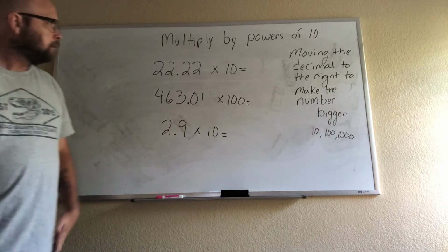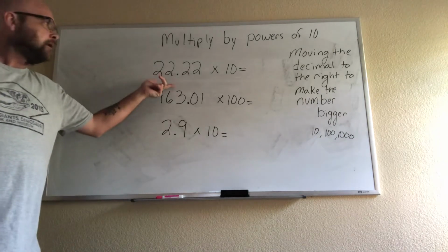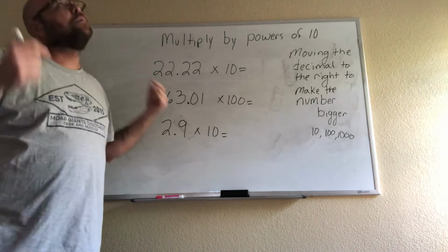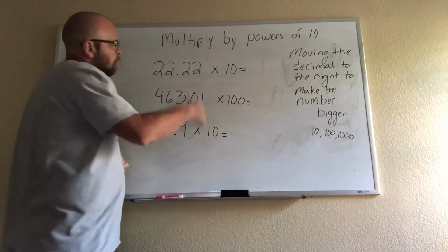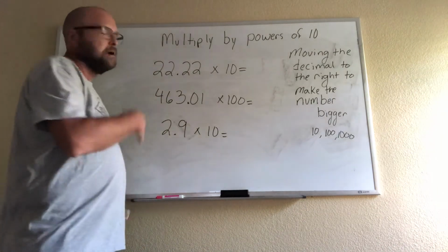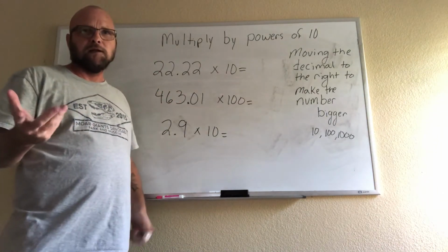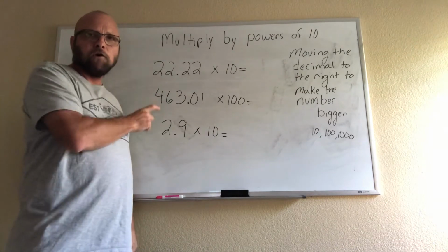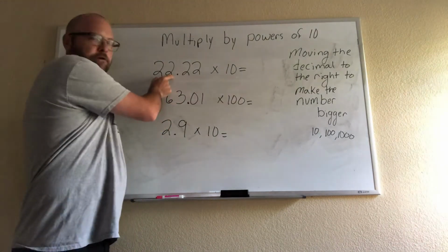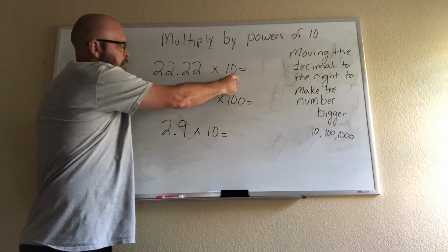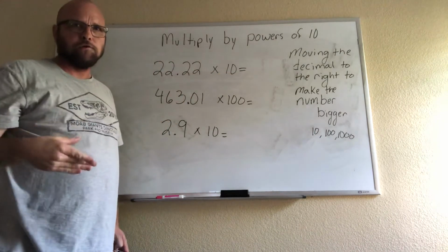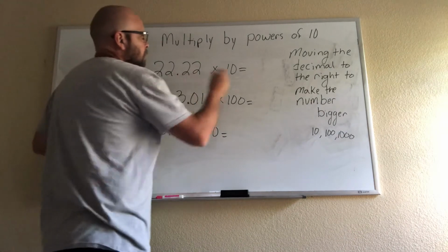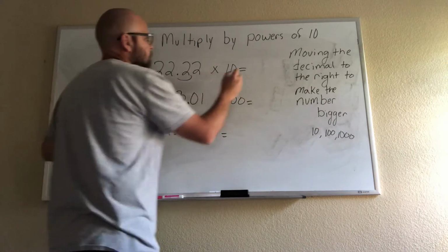All right. So, again, I'm going to estimate first. You always estimate before you do the actual answer. Don't solve it and then round the answer. When I'm multiplying with decimals, a lot of times I just like to look at the whole number. So the whole number here is 22. If I'm multiplying 22 times 10, then my answer should be around 220. I'm multiplying by 10. I move my decimal point one place to the right.